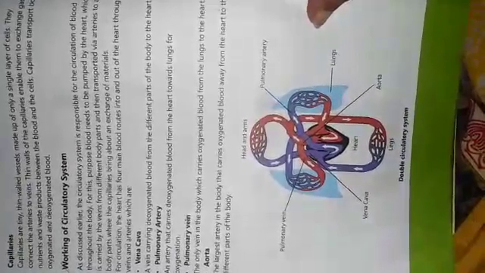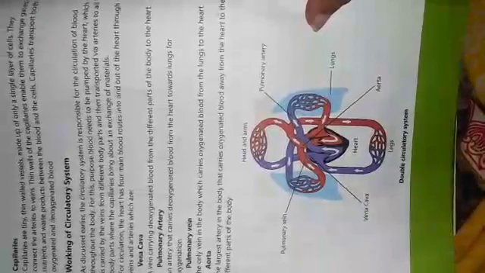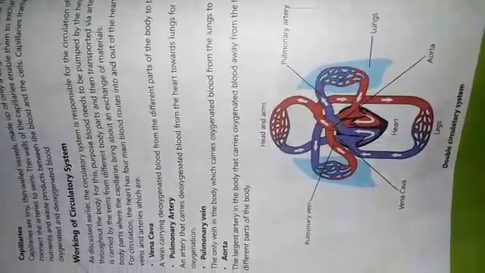So circulation, the heart has four main blood routes into and out of the heart through veins and arteries, which is the main function of our blood or circulatory system, to circulate blood to all parts of the body. So in what routes, in what ways does the blood circulate?